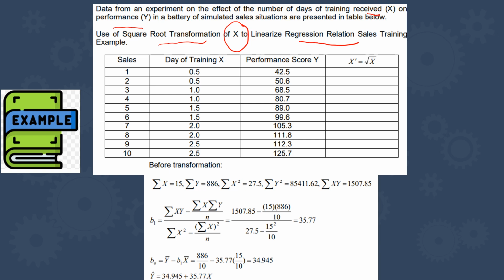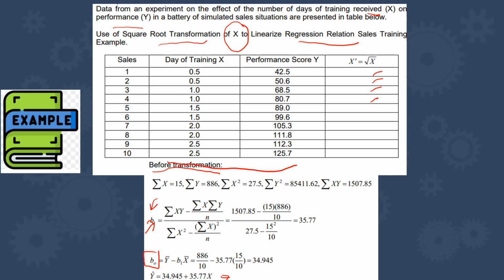Perform the square root transformation to linearize the regression relation, sales training example. All right, so before the transformation, we just obtain the regression equation. In order to have the regression equation, you have to obtain the slope or the regression coefficient for the x1, and here is the intercept or constant. By using the formula that we have learned in the previous chapter, you obtain it before the transformation, I mean using the original data here, and then you complete this.